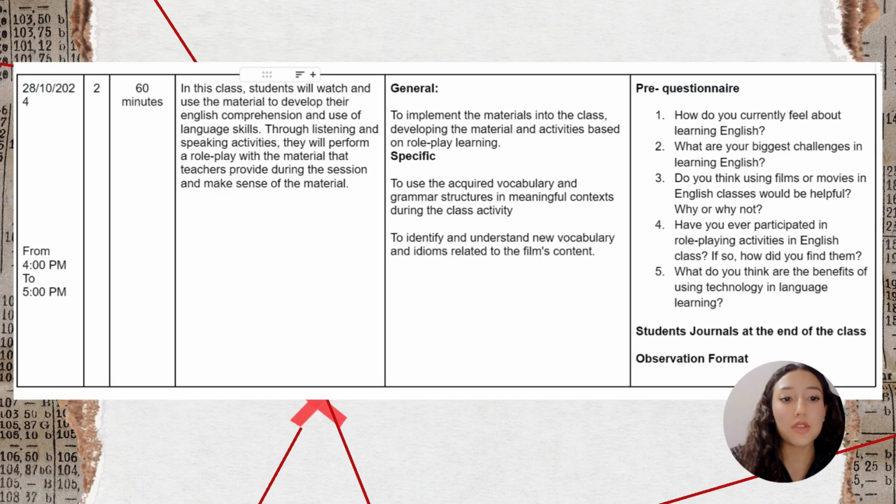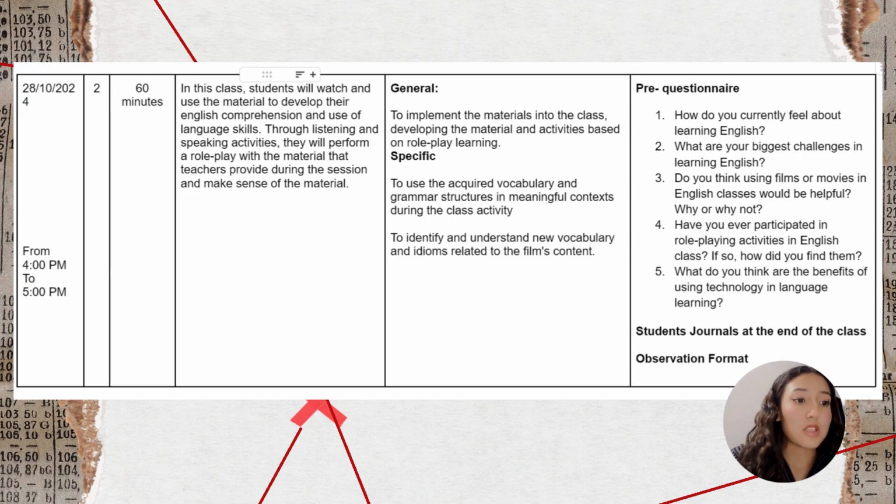In the second intervention, we are going to use for the first time these kinds of activities, film-related role-play activities. The general objective of this specific class is to implement the materials in the class, developing the materials and activities based on role-playing learning. In this class, we are going to apply the pre-questionnaire.